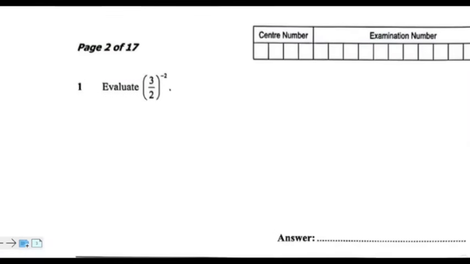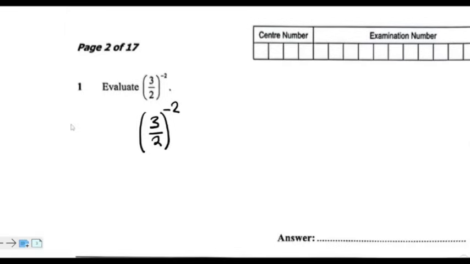So we have our question 1 right here. Evaluate in brackets 3 over 2 raised to the power of negative 2. So they want us to evaluate 3 over 2 in brackets raised to the power of negative 2. You can't evaluate this if it has a negative power. First thing, you need to get rid of the negative power so that it becomes positive. How can you do that? I'll take you back to the laws of indices.